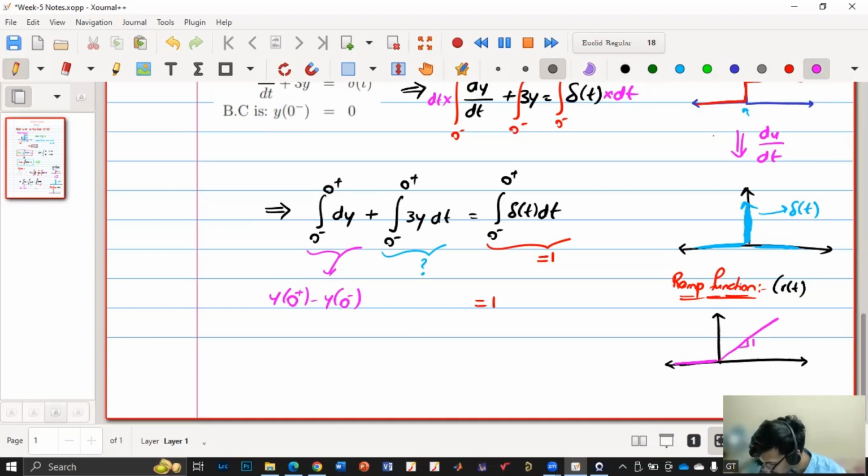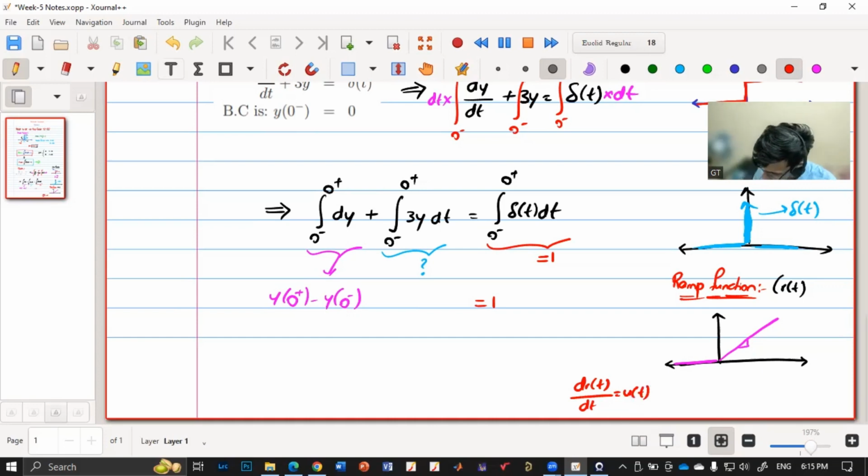It will increase like this. So I can say dr(t)/dt is equal to u(t), and du(t)/dt is equal to delta(t).